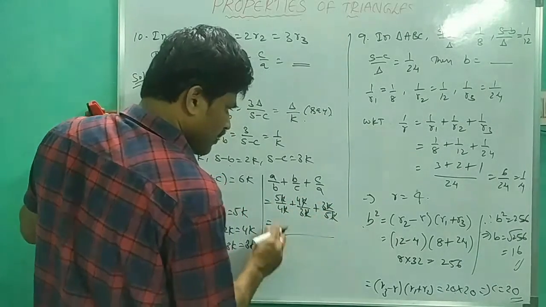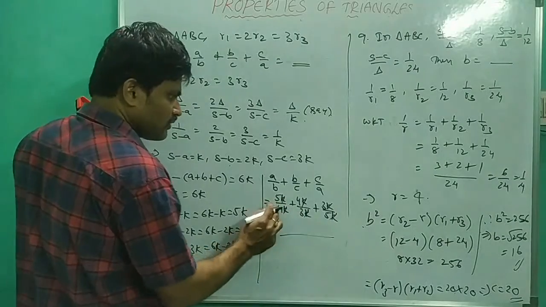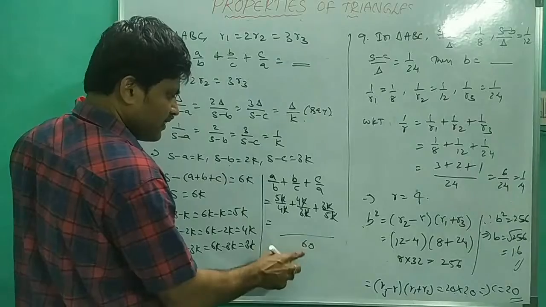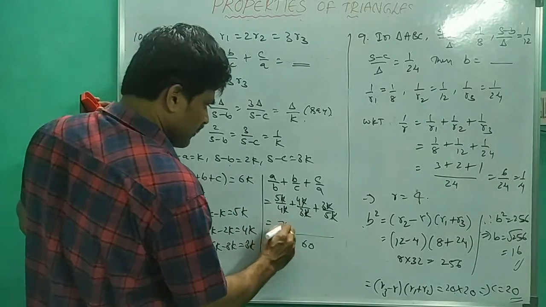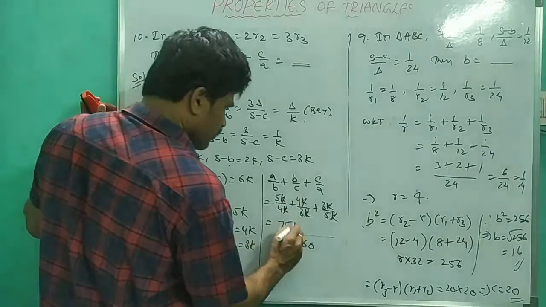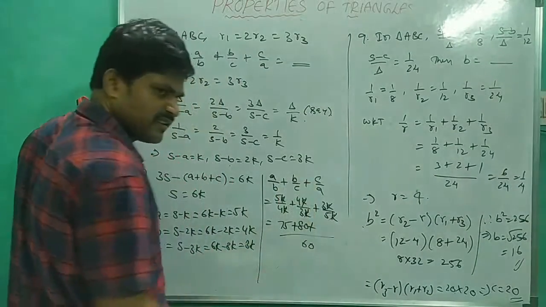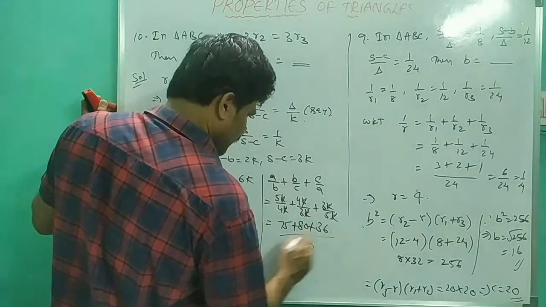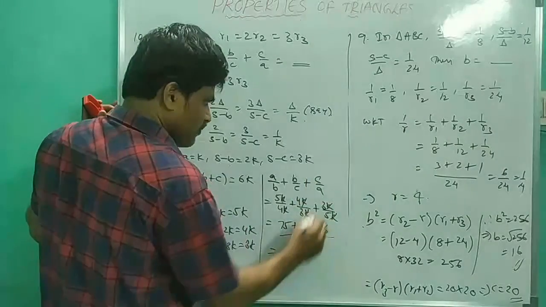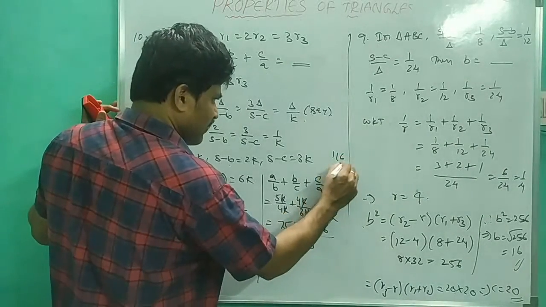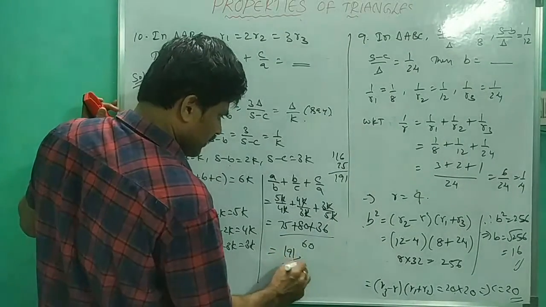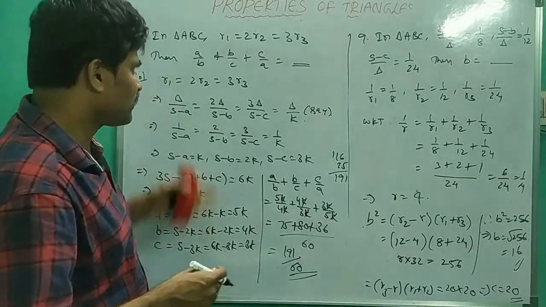So here the LCM of 4, 3, 5. 3 fours are 12, 12 fives are 60. Now 4 fifteens are 60, 15 into 5, 75. 3 twenties are 60, 20 into 4, 80. 5 twelves are 60, 12 into 3, 36. Now the total value is 80 plus 36, 116, plus 75. So that is 191, so 191 by 60. This is our solution for this problem.